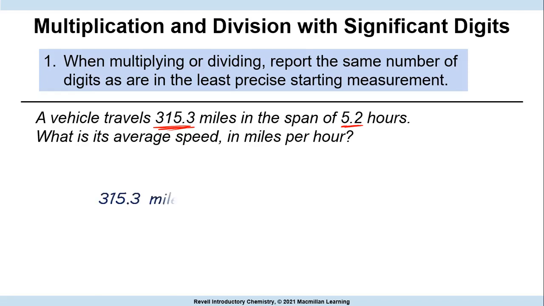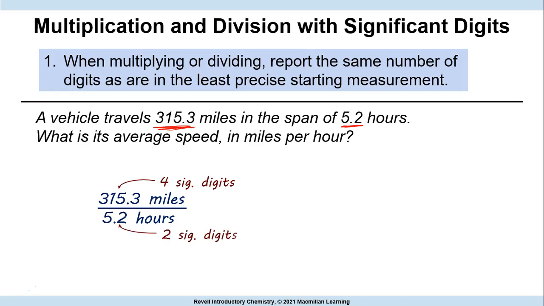So let's go ahead. We are going to divide 315.3 miles by 5.2 hours. The one that is limiting our calculation is the 5.2 because it has just 2 significant digits. The 315.3 has 4 significant digits. Our final answer is going to have 2. So whatever answer we get, we are going to round it to 2 significant digits. So this is 60.63461538. Now, how do we round up or round down?